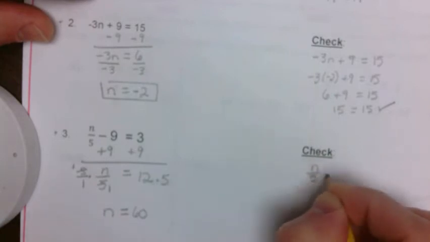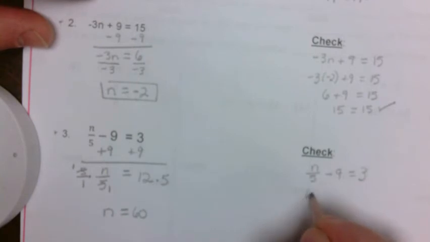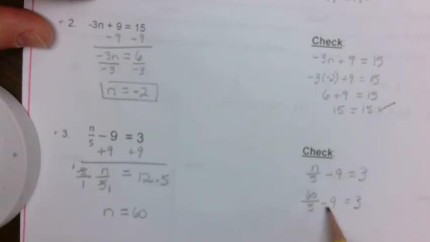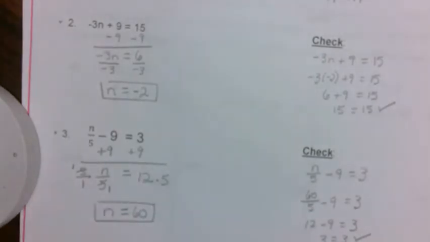N divided by 5 minus 9 equals 3. Replace n with 60 because that's what we think the answer is. All right, use order of operations. I will divide before I subtract. 60 divided by 5 is 12. And now when I subtract 12 minus 9, I do get 3. So 3 equals 3. The check worked. And I know that n had a value of 60.